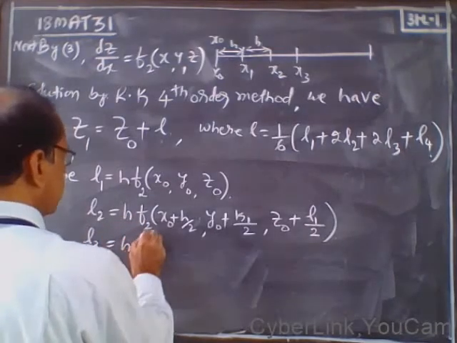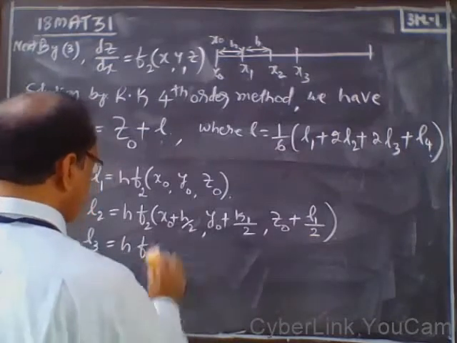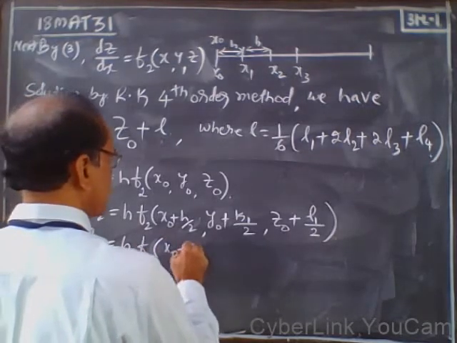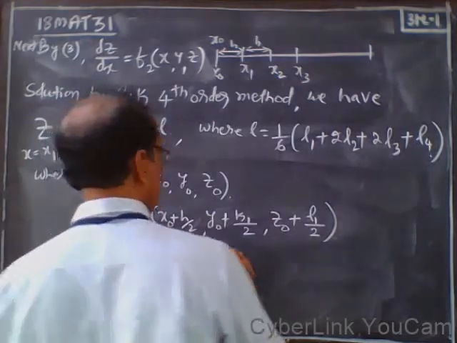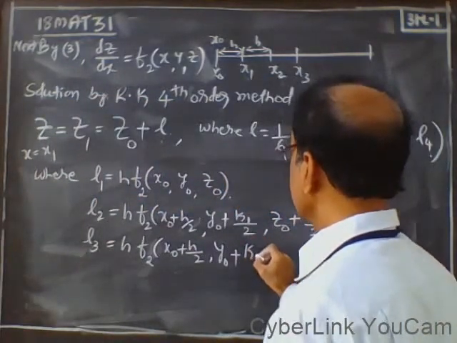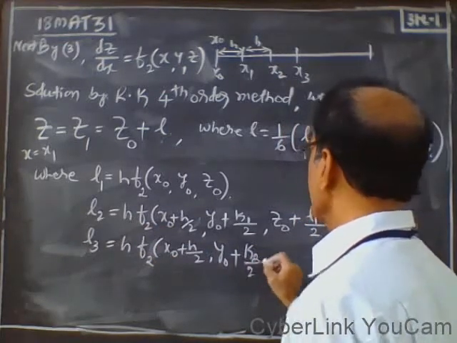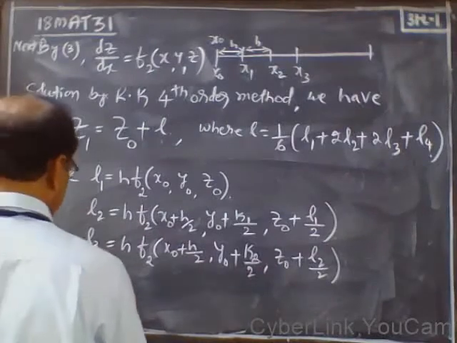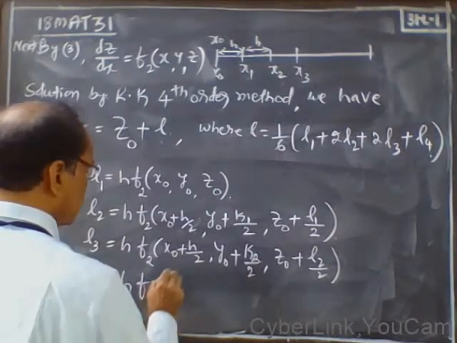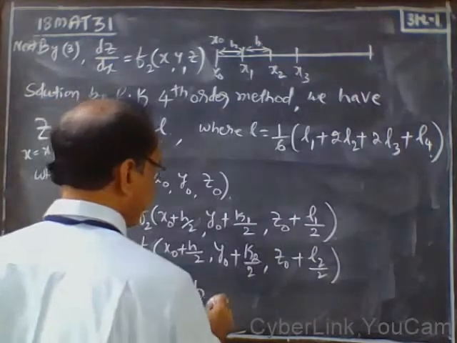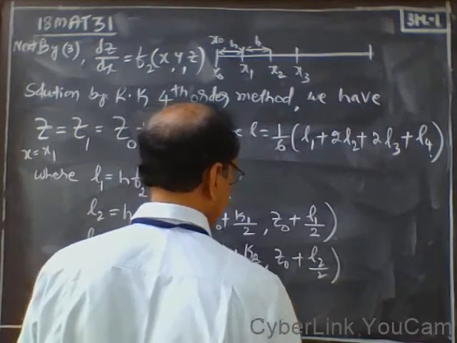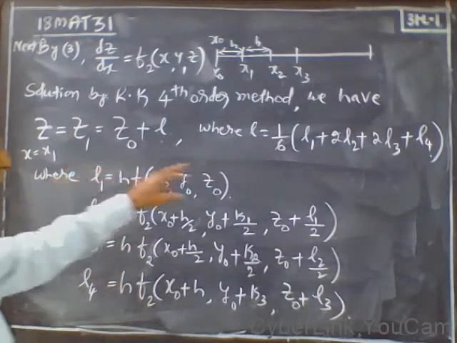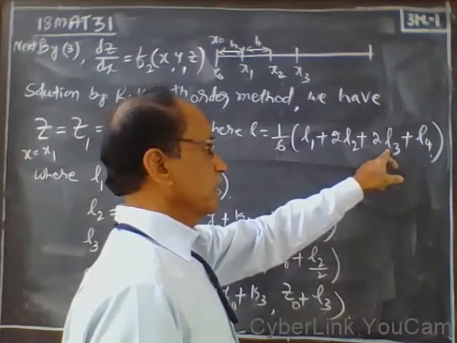l3 is equal to h into f2 of x0 plus h by 2, and y0 plus k2 by 2, because k2 we have already taken, and z0 plus l2 divided by 2. Then what is the last part? Then l4 is h into f2 of x0 plus h, and y0 plus k3, and z0 plus l3. So these four formulas will be separately defined for l1, l2, l3 and l4.